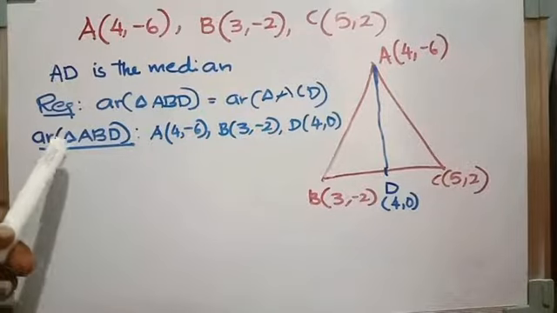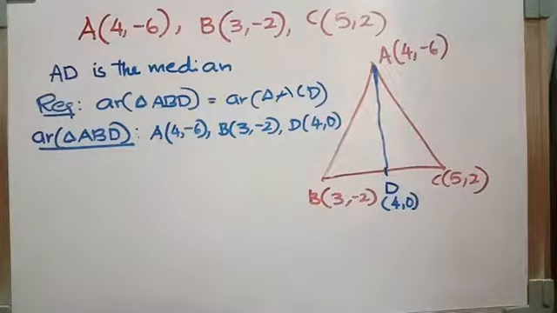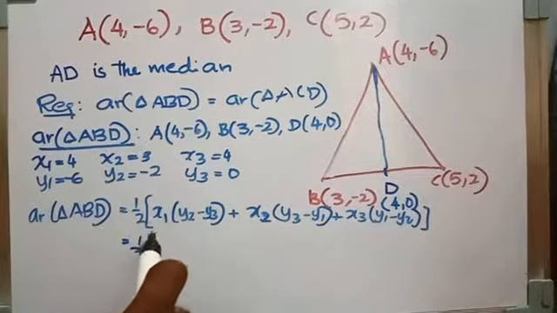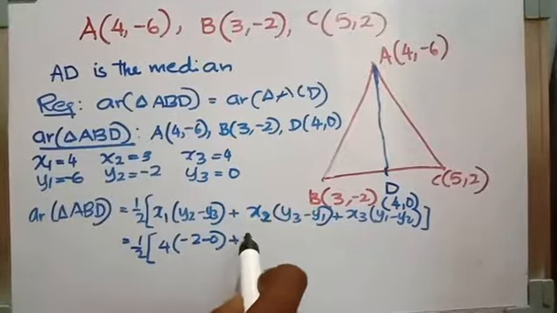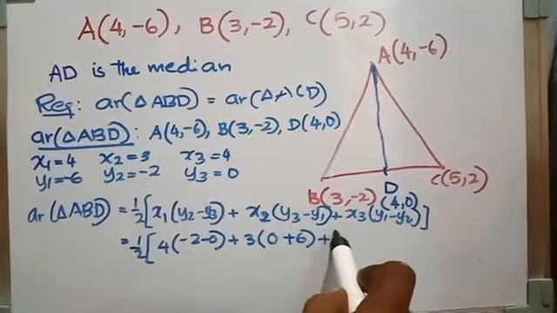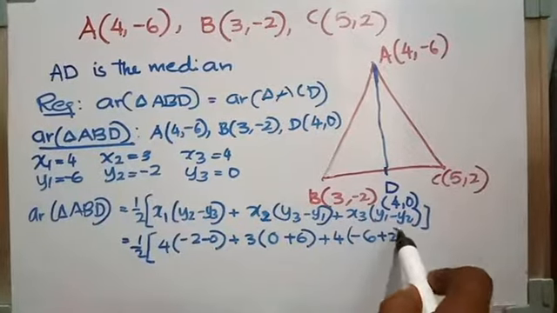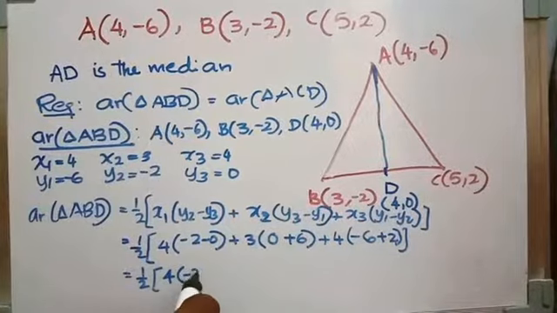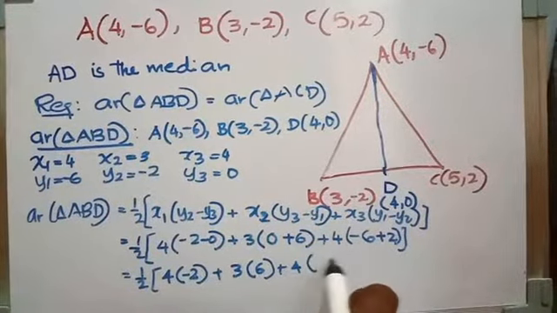Now we are going to find the area of triangle ABD in which A is (4, -6), B is (3, -2), and D is (4, 0). Let's write the formula for area of triangle. Replace the corresponding values, we get half of x1, 4, of y2 minus y3, that is -2 minus 0, plus x2 is 3, of y3 minus y1, that is 0 minus -6, that is plus 6, plus x3 is 4, of y1 minus y2, y1 is -6, minus y2, that is minus -2, which is plus 2. That's equal to half of 4 into -2 plus 3 into 6 plus 4 into -6 plus 2 is -4.